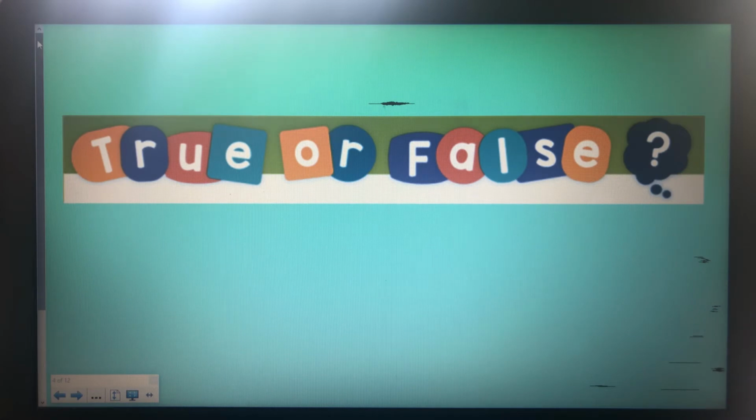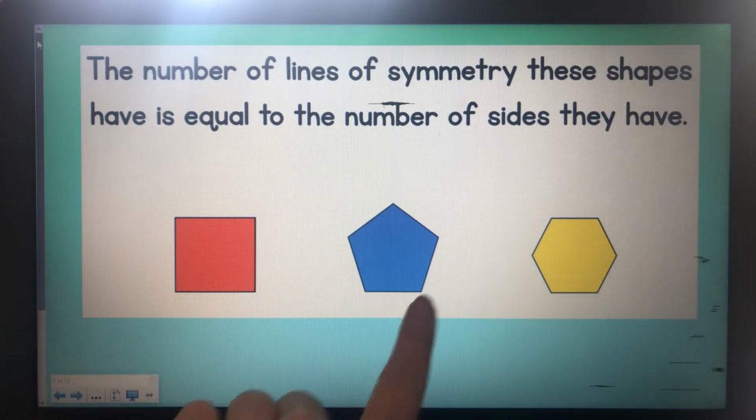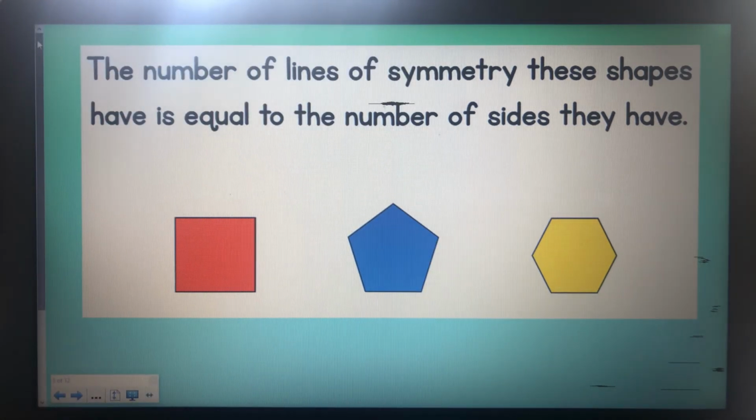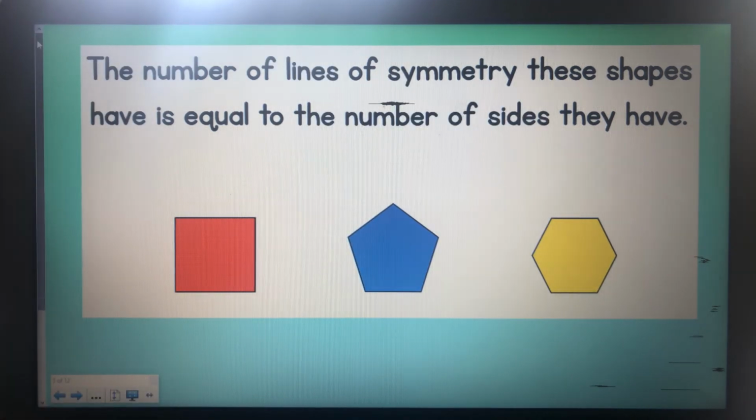Let's see what we know so far. Let's do a quick true or false question. Okay, switch on your brains. You ready? The number of lines of symmetry these shapes have is equal to the number of sides they have. Have a think about that. We've got a square, a pentagon, and a hexagon. Do you think the number of lines of symmetry these shapes have is the same as the amount of sides? So square has 4 sides, pentagon has 5, hexagon 6. Have a think. Come up with your answer, true or false.